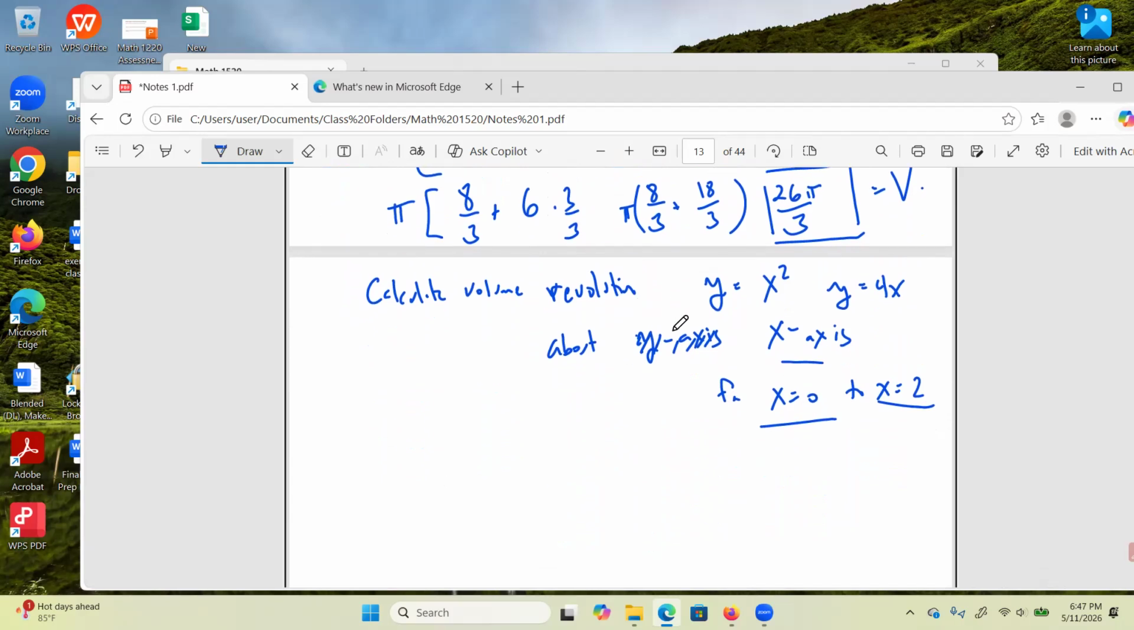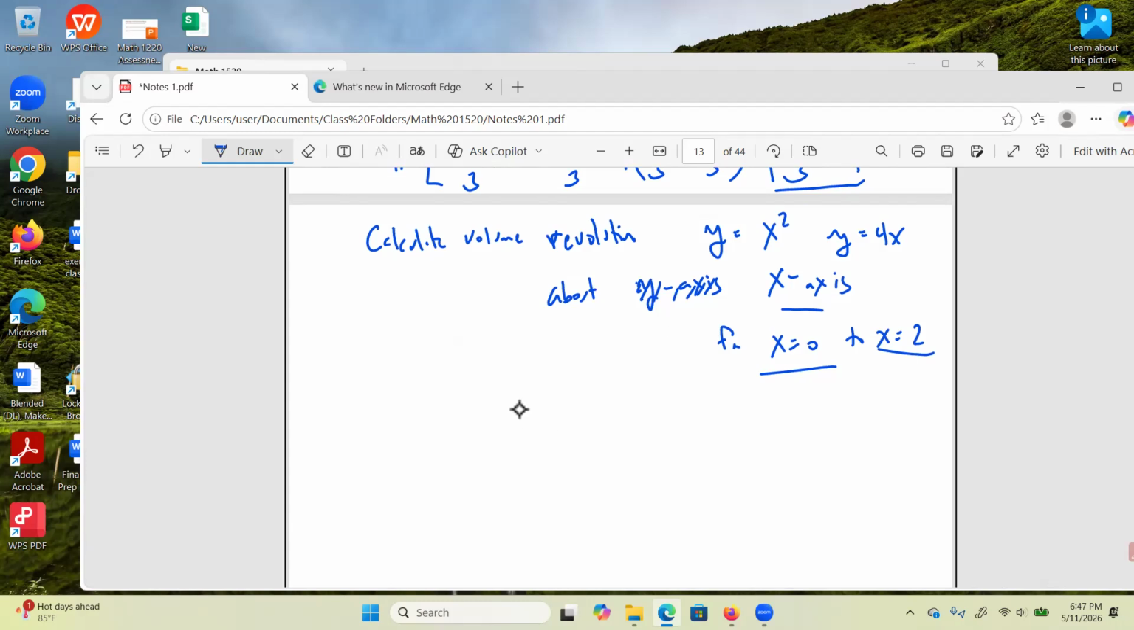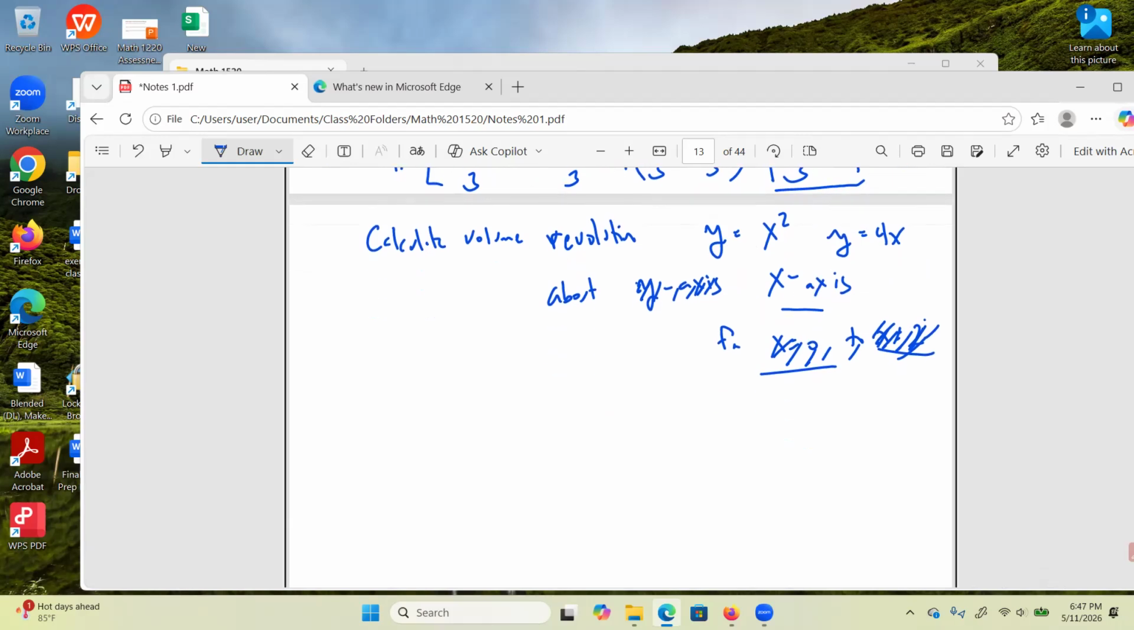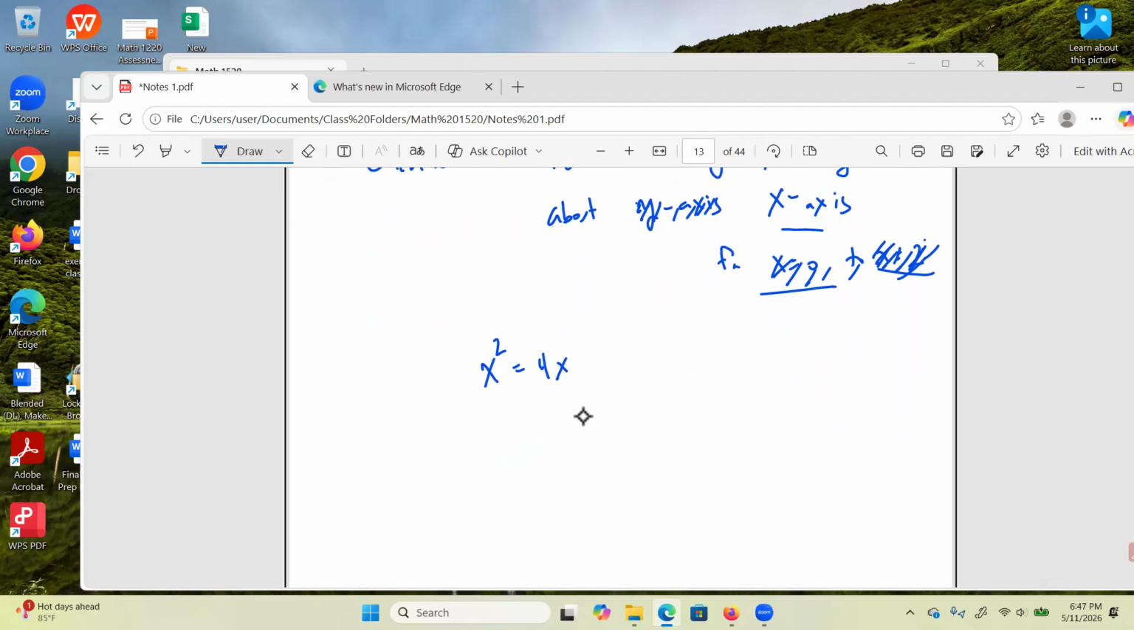So let's go ahead and draw it and then we'll see what's going on here. Actually, it goes from x equals 0 to x equals... actually, they're not going to tell us this. We have to figure out where these curves are constrained by, like where do they meet? So the first thing we have to do is figure out where x squared is equal to 4x.